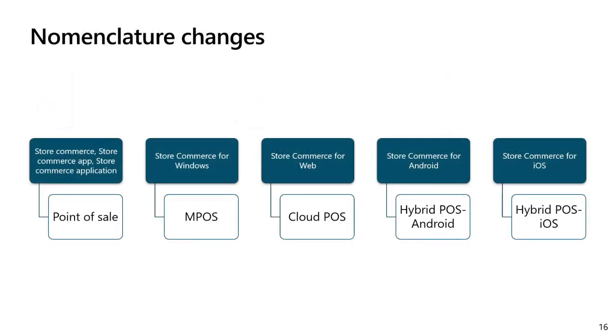With the change of Store Commerce, like I said, it's not just a name change, it's a technology change. But to make the conversation much easier to understand, we are unifying many of the different names. So whether we had a modern point of sale or a cloud point of sale that we affectionately called MPOS and CPOS, everything now is really going to be under the same Store Commerce. And really we're just going to modify it with how it is used. So Store Commerce for Windows, for example, is going to replace modern point of sale. Store Commerce for Web is going to replace cloud point of sale. And Store Commerce for Android and Store Commerce for iOS are going to replace our hybrid POS builds.